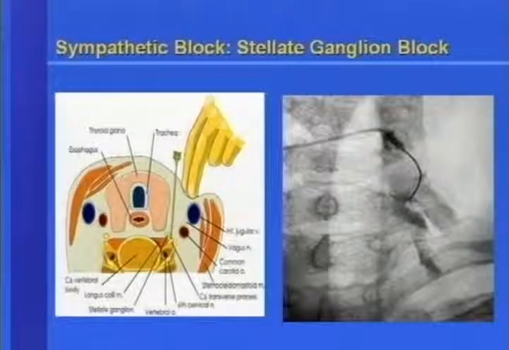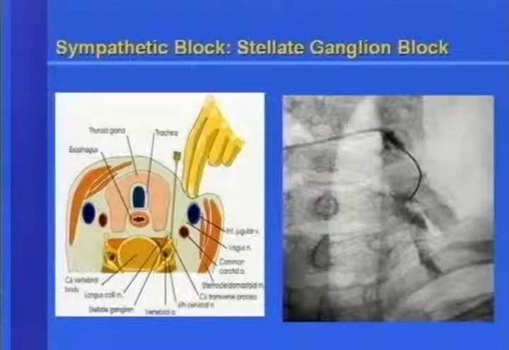bedside, patients are lying on their back, and you're palpating the cricoid cartilage and moving laterally away from the big bad vessels here, the internal jugular vein and the carotid artery, and you want to stay away from the trachea. So essentially you're inserting a needle to the transverse process of around C6, and then if you're doing it at the bedside, you're just injecting local anesthetic with a lot of aspiration to make sure you're not injecting into a blood vessel.